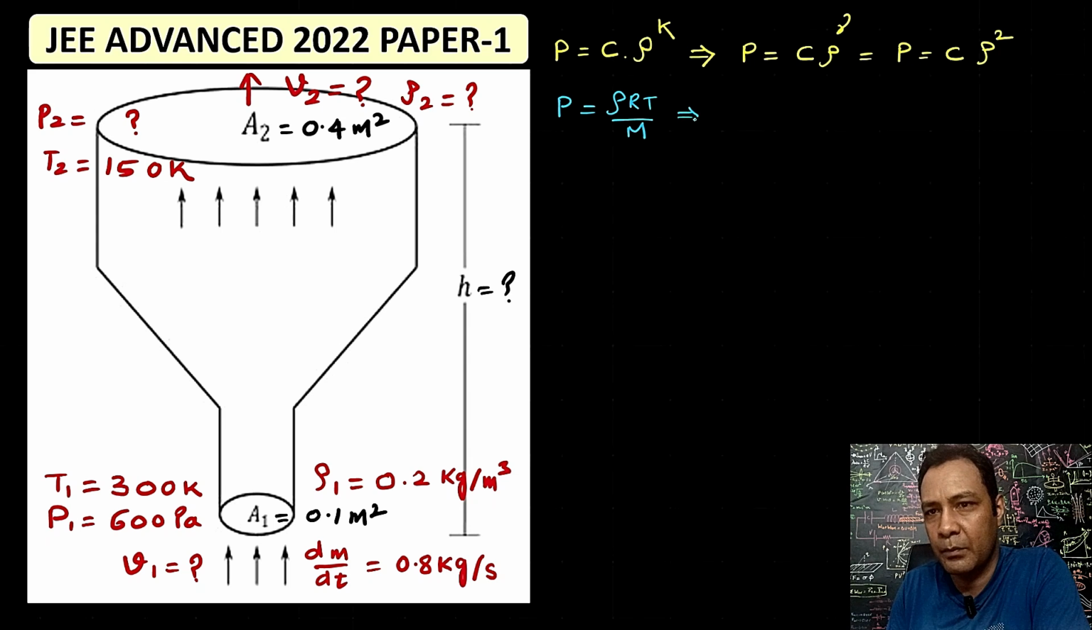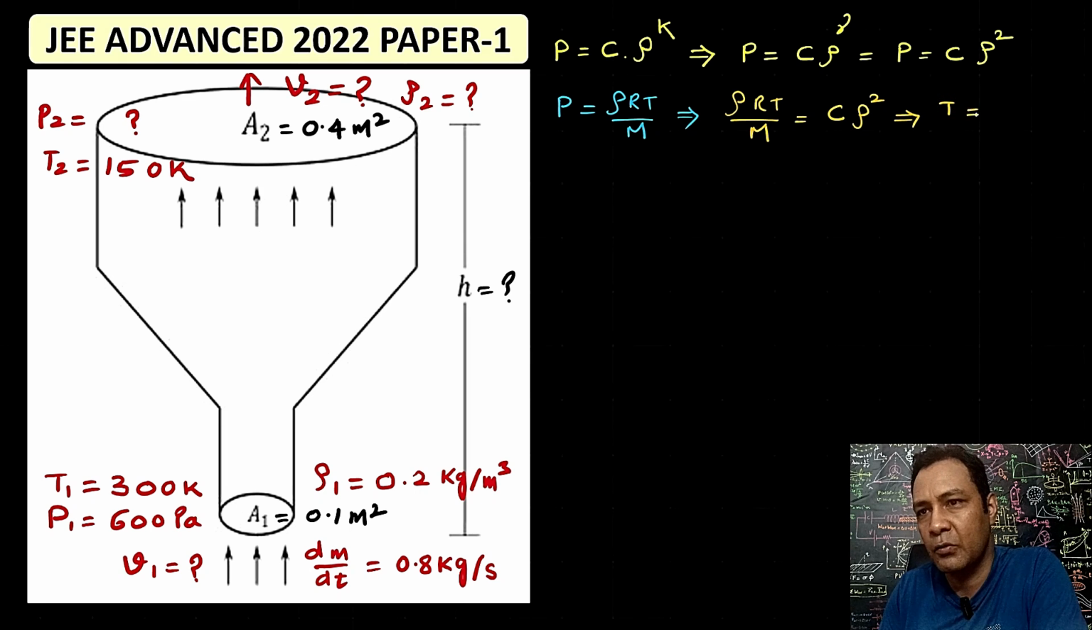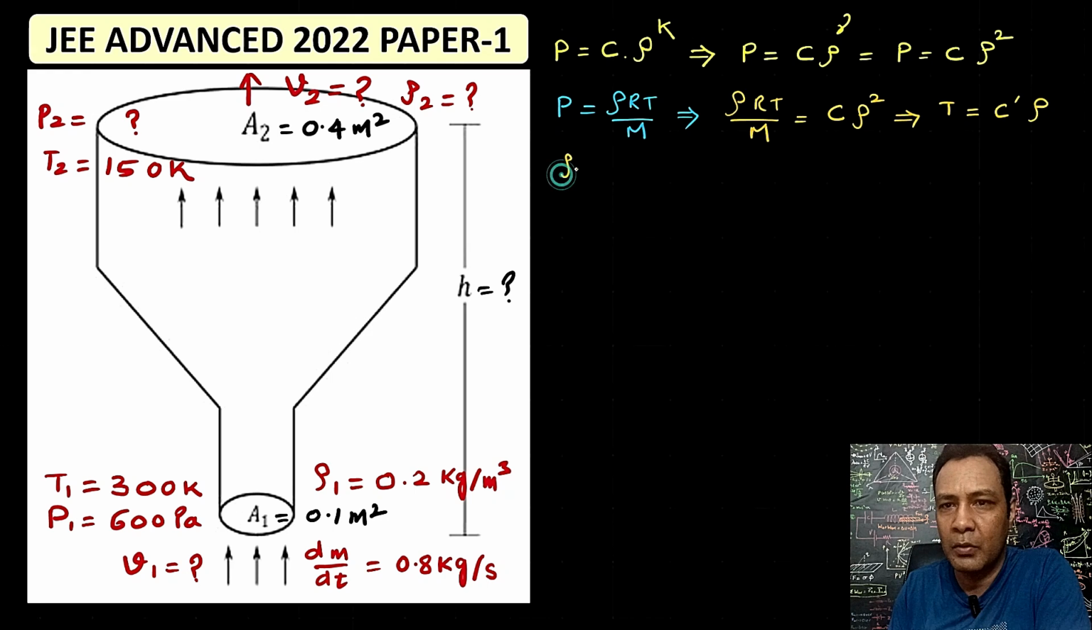So I just want to put P in this equation. If I put P here, that will become rho RT by M is equal to C rho square. So this RT by M and C is all constant. One rho and one rho will get cancelled. So basically what I am going to get, T is equal to some, let me write say another constant C dash, into rho. So basically temperature is directly proportional to density. So rho 2 by rho 1 is equal to T2 by T1.